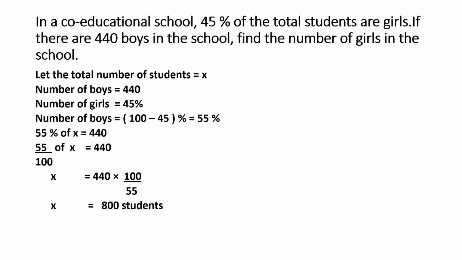And when you solve it, you will get the value of x as 800. Now 800 is the total number of students in that particular school, and we need to find the number of girls, that is, total students 800 minus 440, which is equal to 360. So 360 is the number of girls.